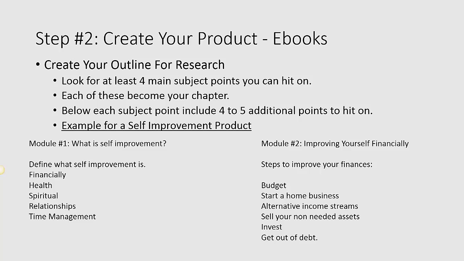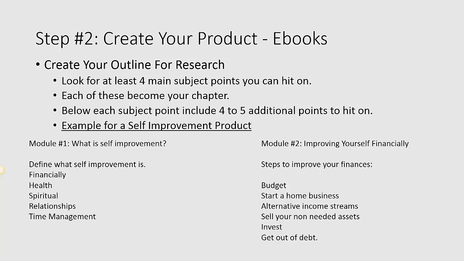Module number 2 is improving yourself financially. You'll notice here, I first outline what self-improvement is, and then right there, I'm talking about financially. So notice I hit on 5 main points: financial, health, spiritual, relationships, time management, keys to improve your self-improvement. And each one of those is now going to become a following chapter for me. So the first opening chapter is what is it? It introduces this topic, very similar to what you guys just witnessed with this product. We opened up with what is this product, what you're going to find, a quick overview of no cost product launch, and then we dove into the different elements of it, which is finding your niche. Now we're creating our ebook, and then we'll go on to the next steps after this video.